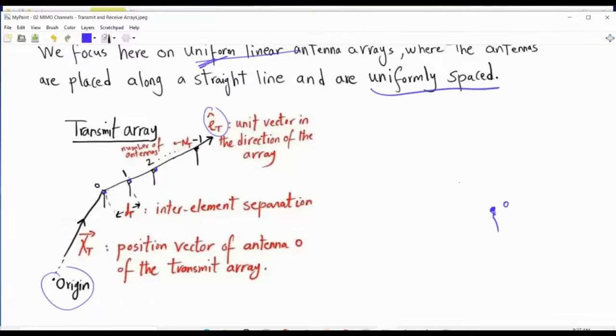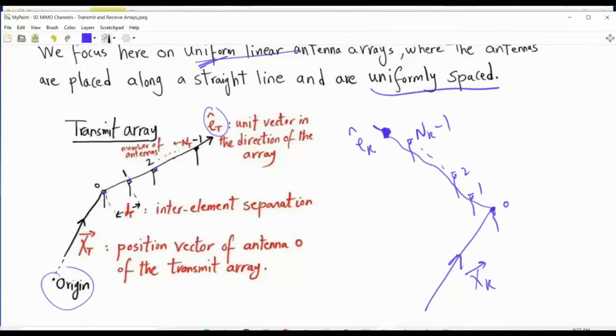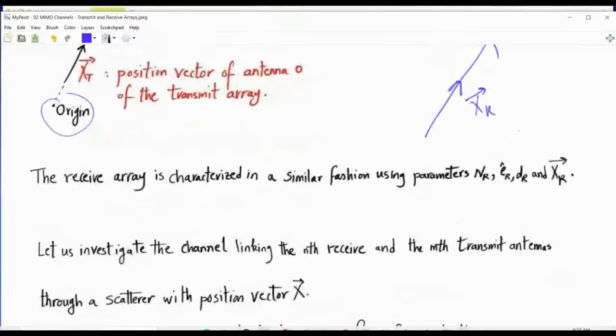Okay, the receive array will be the same. So the receive array, there will be antenna 0, antenna 1, antenna 2 up to antenna nr minus 1, if we have nr antennas. You can connect the origin of the coordinate system to this antenna here. So this will be xr, and then those guys are on a line, and so the unit vector in the direction of that line is er, like this, and the separation between two antennas is dr.